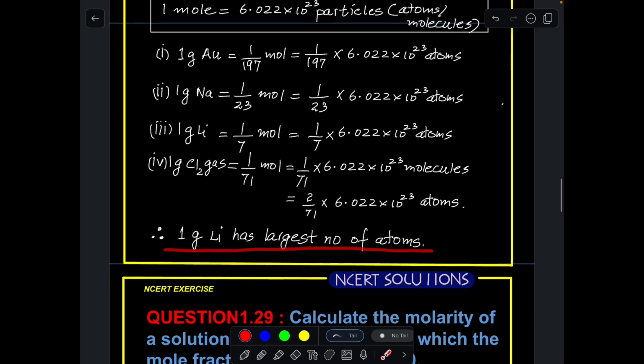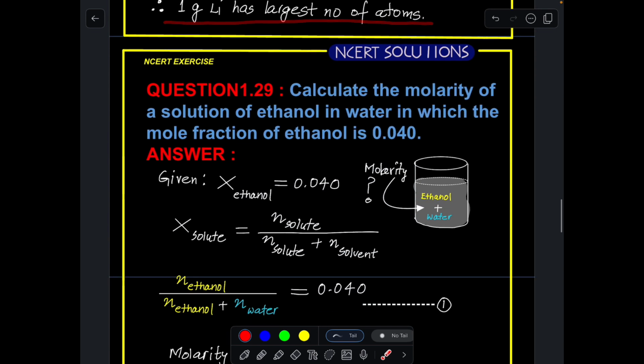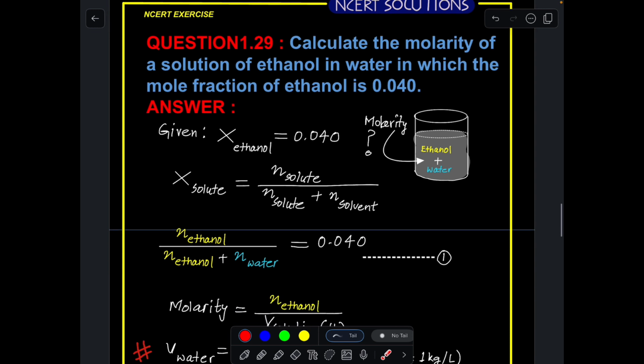Next question. Calculate molarity of a solution of ethanol in water in which mole fraction of ethanol is 0.040. So first information which is given to you is a solution of ethanol in water, and its molarity we have to find out, and the mole fraction they have already given for the same solution.